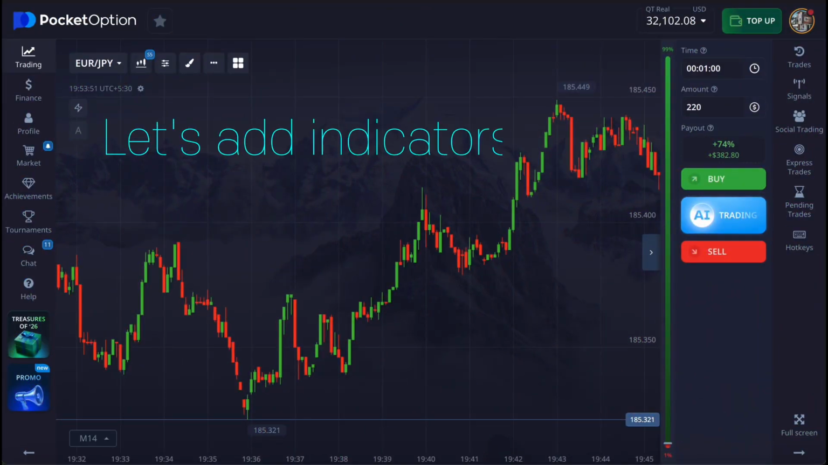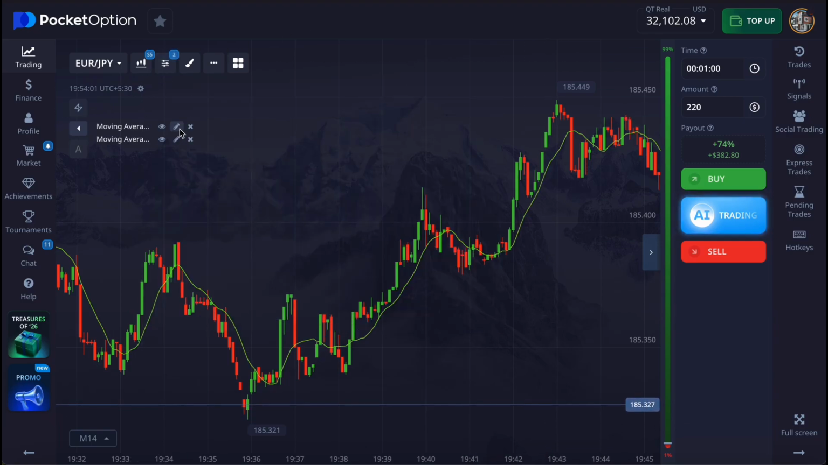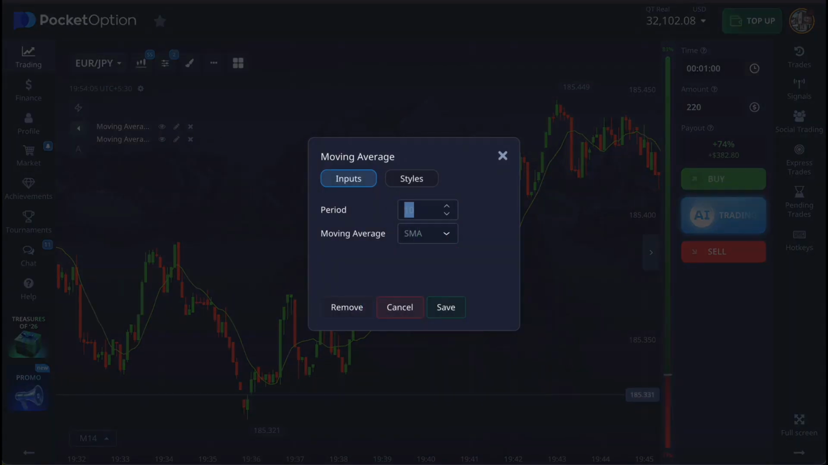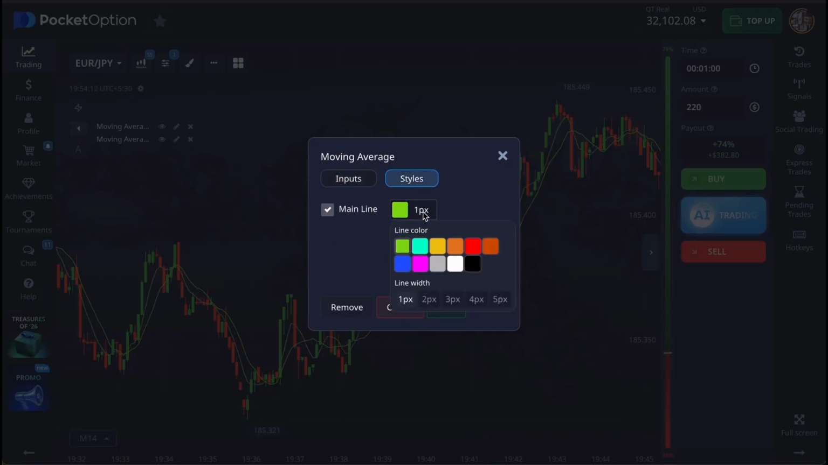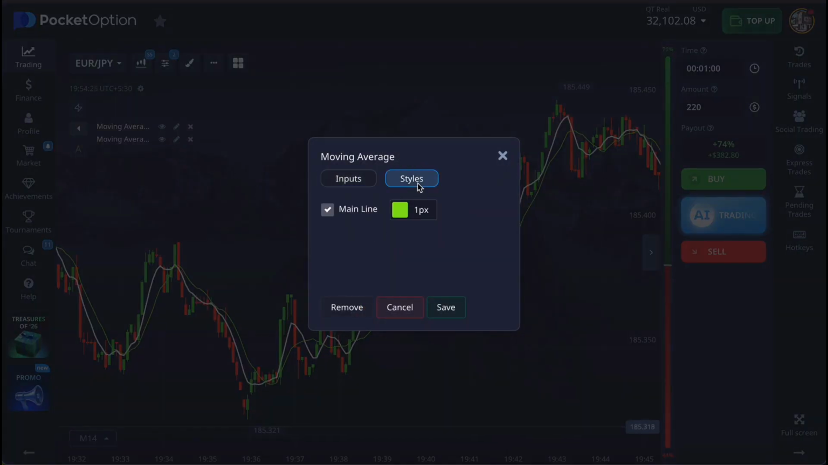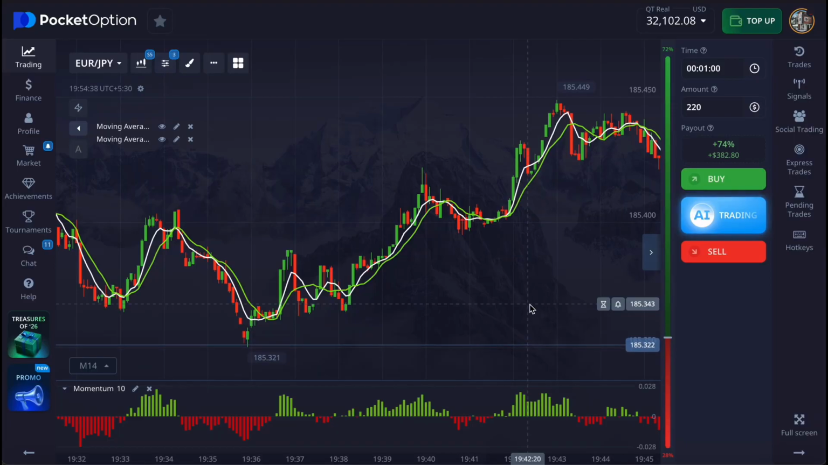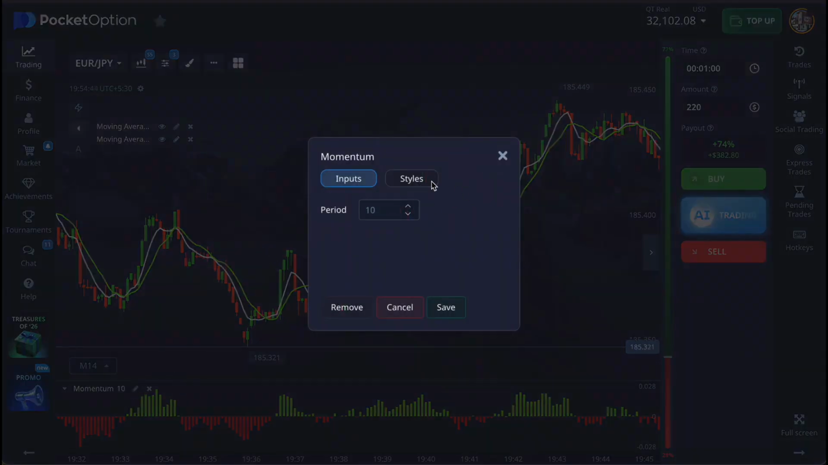So first I'm going to add and adjust the indicators. I need to add two moving average lines, and I need to change the settings for these as well, because I want to use 30-second candles. There is no need to make any changes to the second moving average line. After this I will also need a momentum indicator, so I will add that as well. And do not make any changes in this also, these settings are the best.